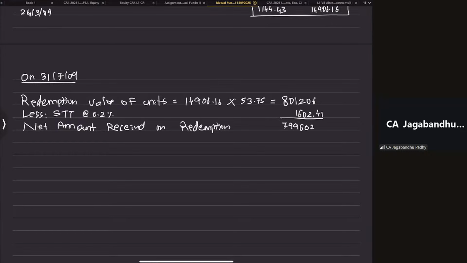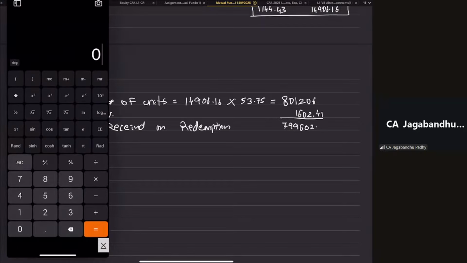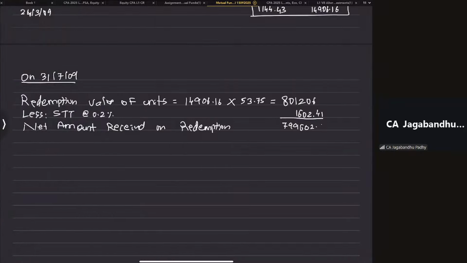7,99,603.69. Okay, just ignore the decimals. That's the net amount which I have received. But this is not something which I can say is my net redemption value, because for the net redemption value, I need to also pay the short-term capital gain tax.